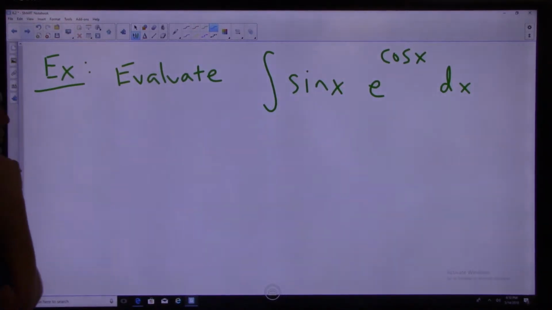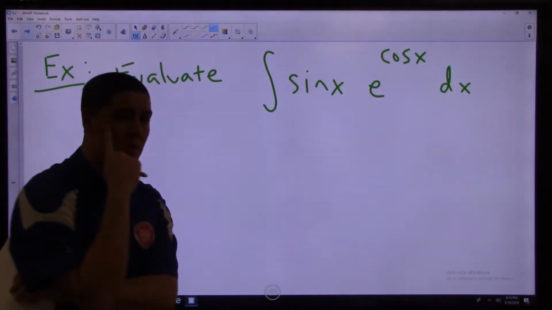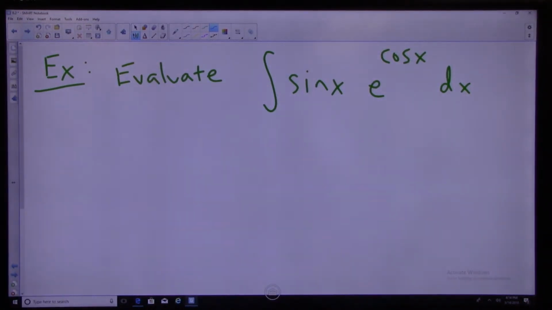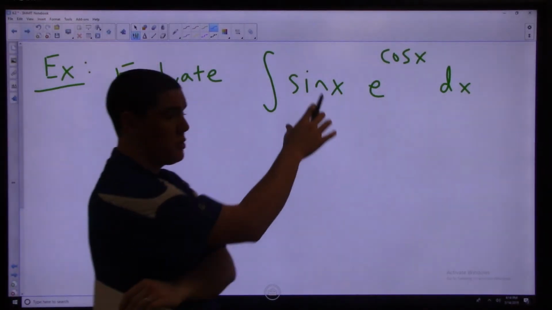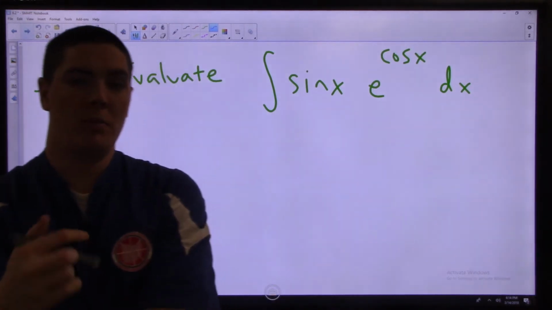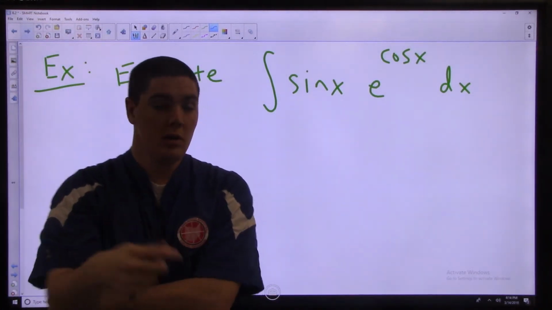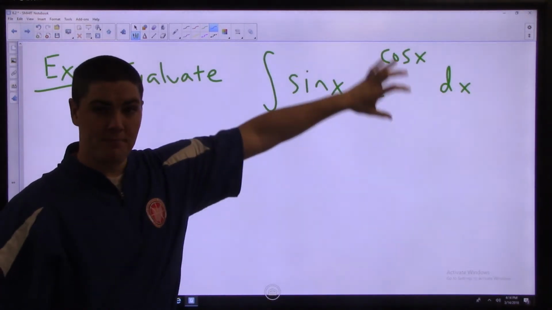All right, so we're going to evaluate the integral of sine x e to the cosine x dx. Okay. I know this looks complicated. So what I want to do here, just bear with me. I'm going to introduce some variable. I need to make this easier. This looks pretty complicated, doesn't it? I'm trying to make things a little bit easier on myself. So what I'm going to do is let some random variable u equal something in this expression.